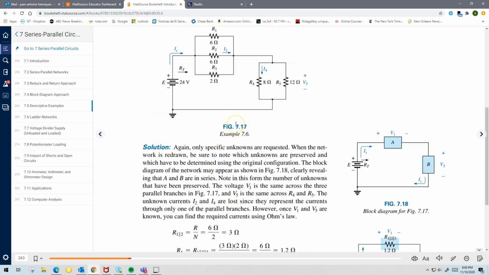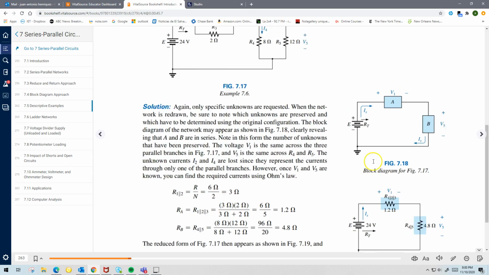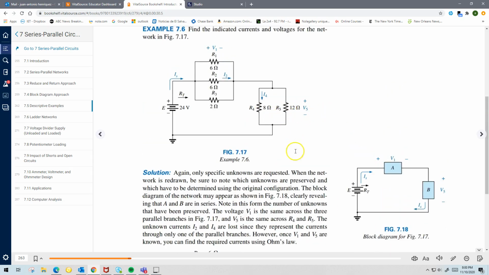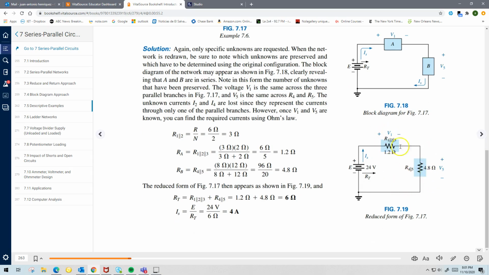Again, that's something I encourage you to do on your own and find without looking at the solution. And for the 8 and the 12, you do the same thing, right? You multiply 8 times 12 divided by 20, and this will become a 4.8 ohm resistance, right? And then you find the total resistance, which becomes 6 ohms. With that, you can find the source current, 24 divided by 6, gives you 4 amps.